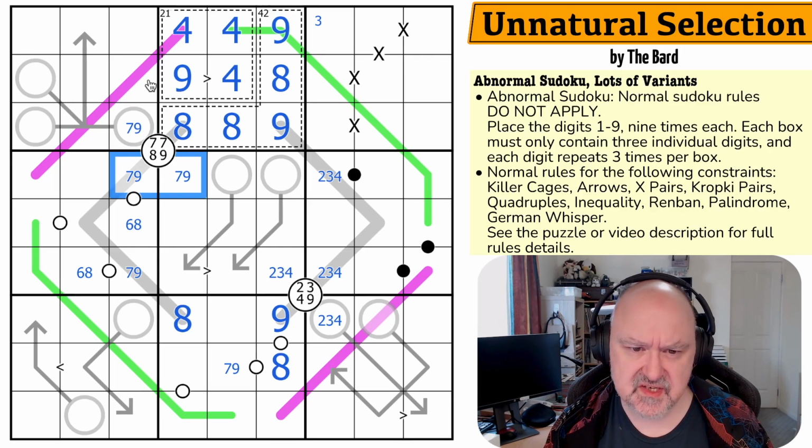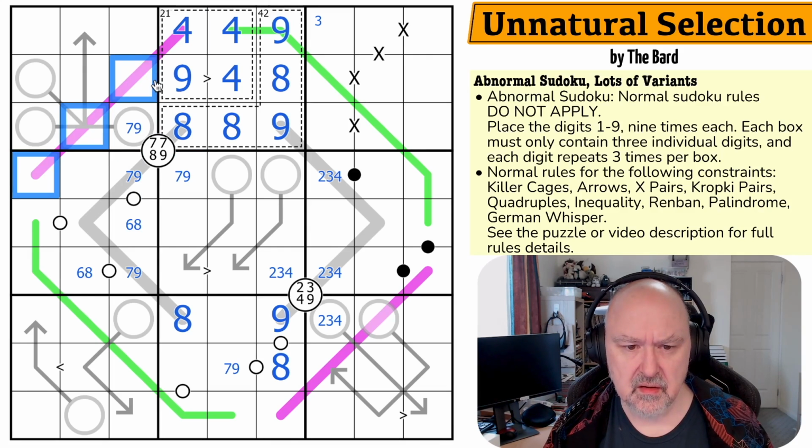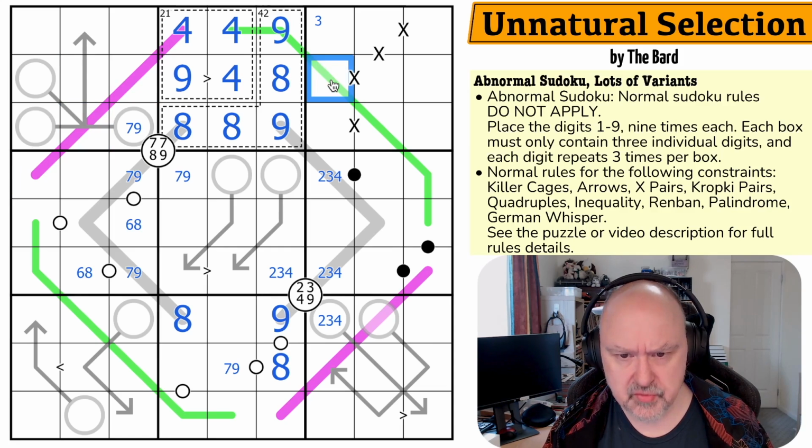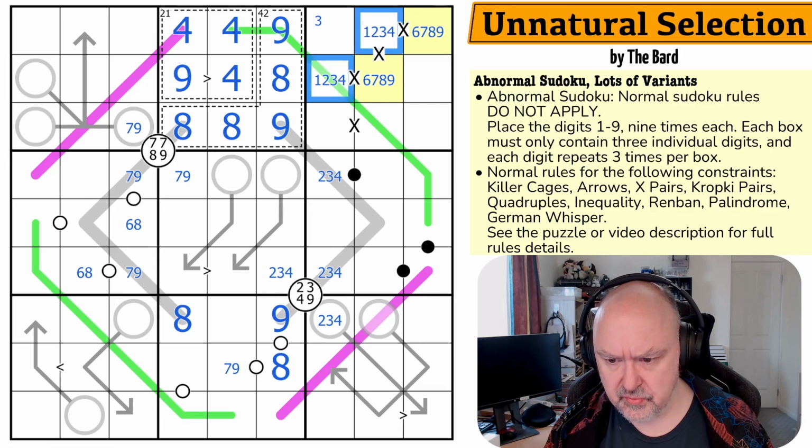I'm going to assume this is a normal Renban. So 4, 5, 6, 7. I can't put anything higher than 7 on this line. This is a low digit, 1, 2, 3, or 4. So this is a high digit, 6, 7, 8, or 9. And these are the same digit, 1, 2, 3, 4. And these are the same digit, 6, 7, 8, 9. So those two are the same digit. And these two are the same digit.